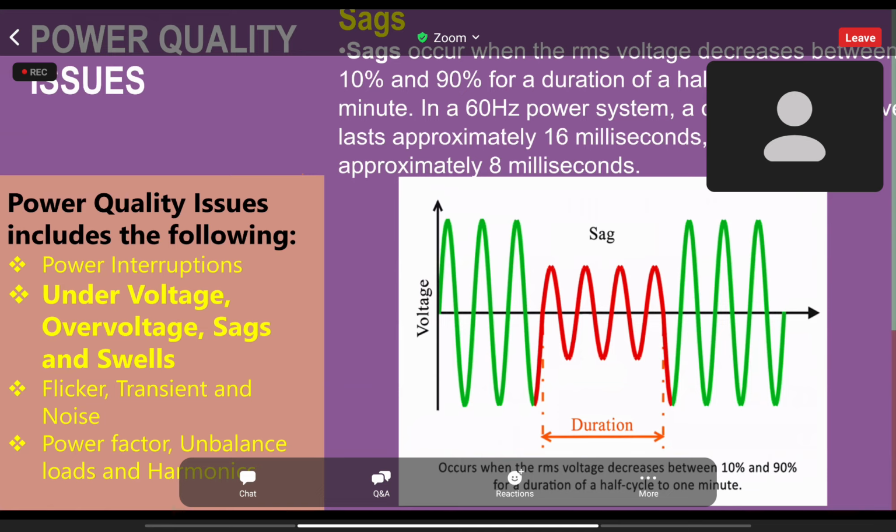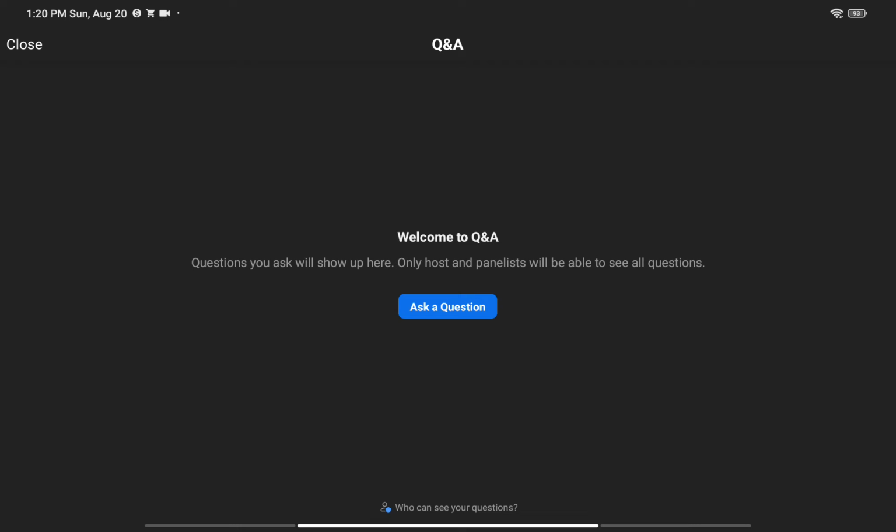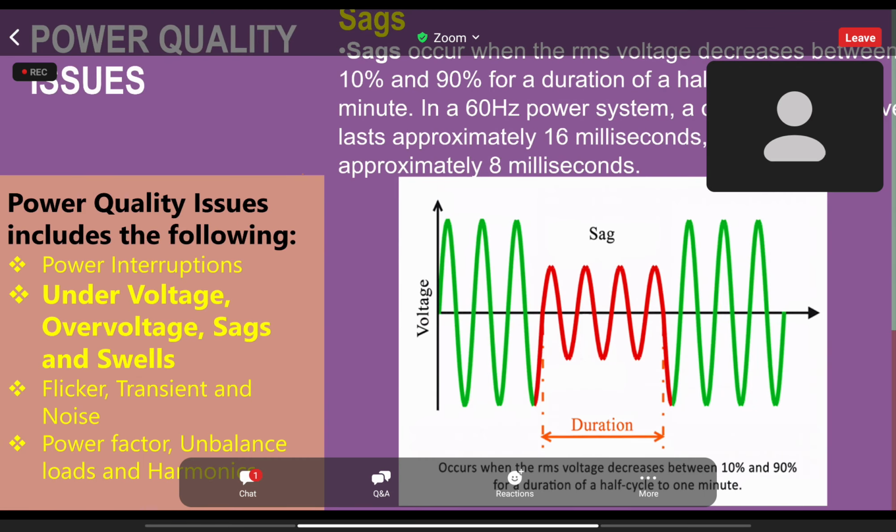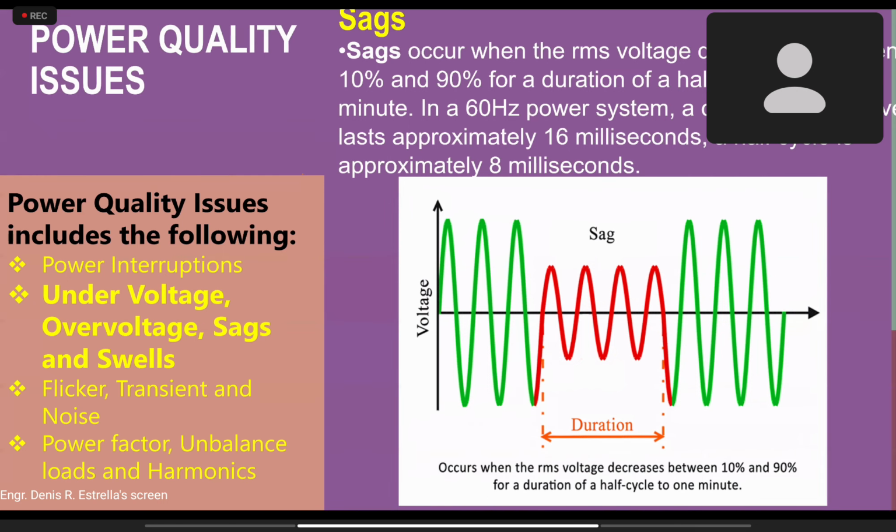Half cycle, we know that 1 cycle is 1/60, or that is 16 milliseconds. So half the cycle is 8 milliseconds. So if this condition of the voltage variation could drop between 10 to 90% within 8 milliseconds, we call it sag. So very abrupt lang, siguro nagkaroon ng switching. So bababa konti yung system voltage. It would happen if there are large loads being connected to the system. So usually, doon siya mag-appear.